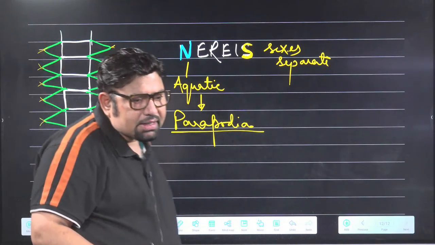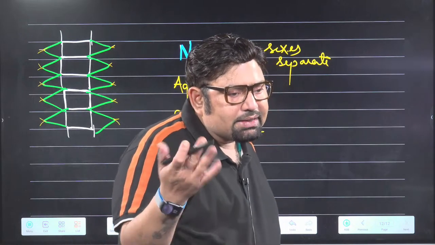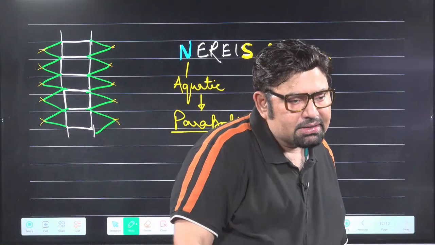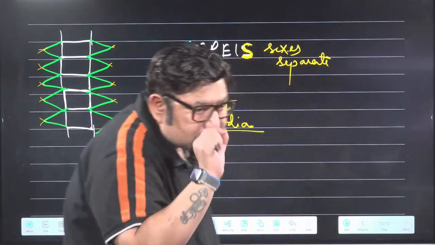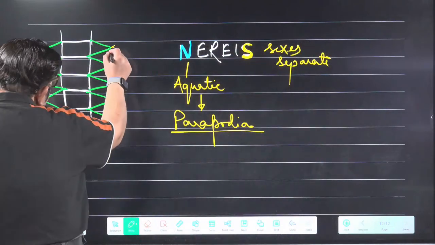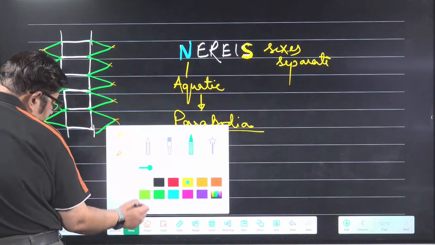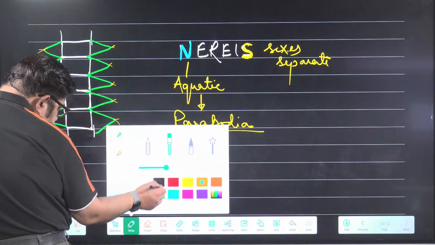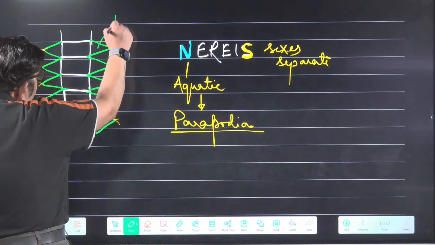What can we call them? Oh, no answer coming? Yes, they are called lateral appendages. What I am drawing, these small ones, are the parapodia. This is parapodia.